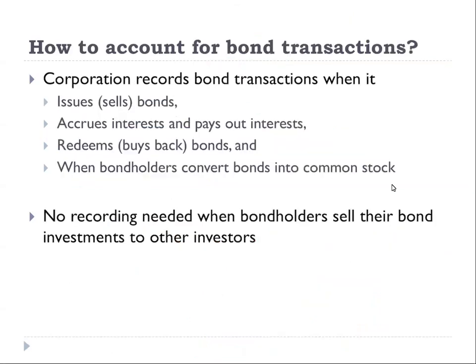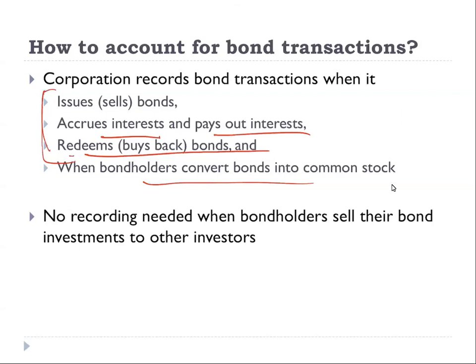And how to account for the bond transaction. There are several critical events here. First of all, when the firm issues the bond, what is the journal entry? When the firm accrues interest and pays out interest, what are the journal entries? When the firm redeems or buys back the bond, what is the journal entry? And when a bondholder converts a bond into common stock, what is the journal entry? In this class, we're going to cover the first three: when the firm issues the bond, accrues interest, pays out interest, and redeems the bond.